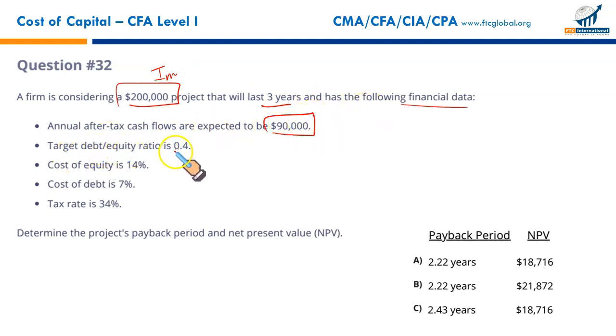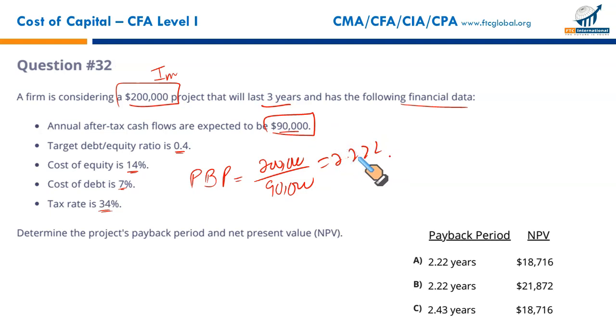Target debt to equity ratio is 0.4. Cost of equity 14%. Cost of debt 7%. Tax rate 34%. What is needed? Determine the project's payback period and net present value. When the cash flows are consistent, 90, 90, 90, the payback period can simply be calculated by dividing your initial investment by annual cash flows. 200,000 divided by 90,000 will give you 2.22 years straight away. Simple as that. So if you just want to guess, either A or B would be the right answer.